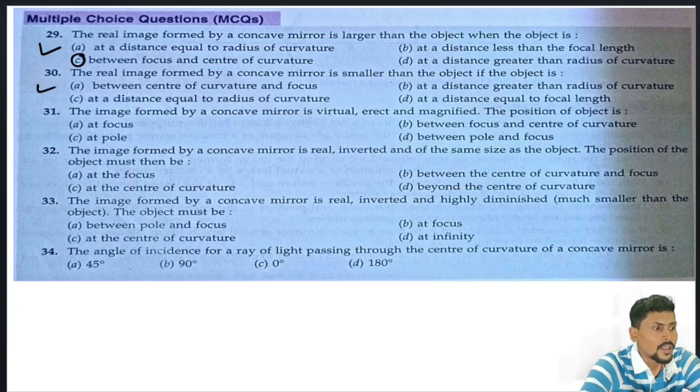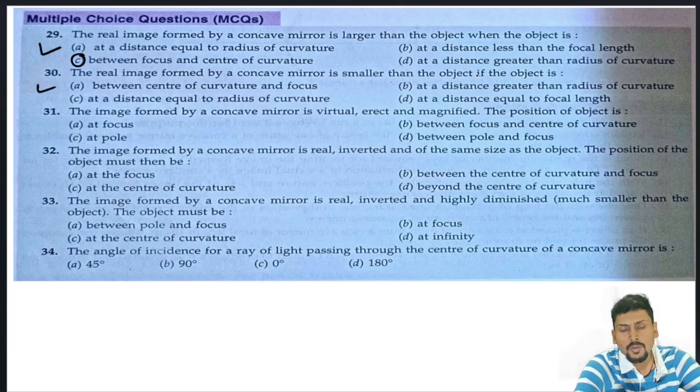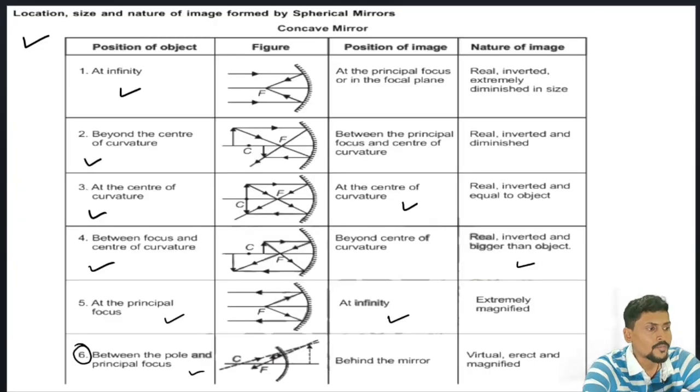Next question. The real image formed by a concave mirror is smaller than the object if the object is dash. So where should the object be so that the concave mirror will produce a real and diminished image? Again we'll go back to the table. If the object is at infinity, the image will be highly diminished, which we will consider later. Look at the second case. When the object lies beyond center of curvature, then the image is formed in between center of curvature and the focus, between C and F, and the image is real, inverted and diminished. I mean, the size of image is less than the size of object.